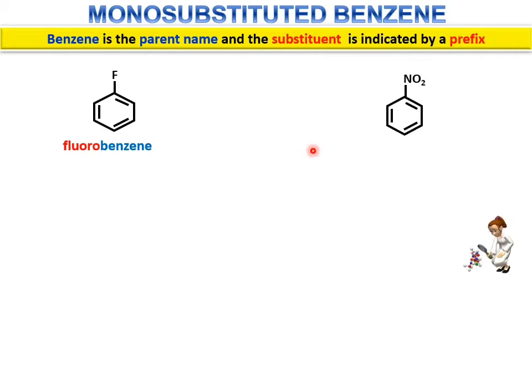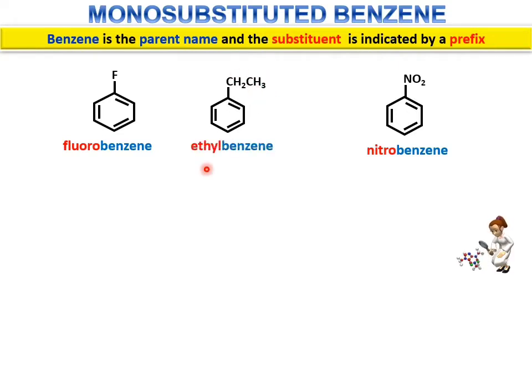Okay, for another example, we have benzene and an NO2 group directly bonded to benzene. The NO2 group we call nitro. So we combine it with benzene, and it should be nitrobenzene. Okay, next we have an alkyl group here. We have 2 carbons here, so this alkyl group is ethyl. So ethylbenzene. Yes, very simple if you have only one substituent.